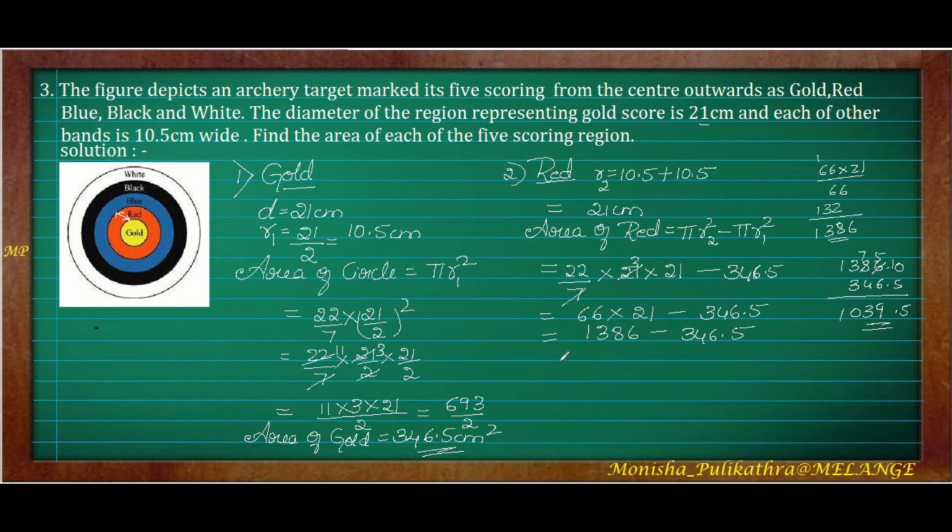So here the area of red circle is equal to 1039.5 centimeter square. Since it is an area, we have to measure it in centimeter square. Still, we have to find out the area of blue, black and white. I hope you understood this.